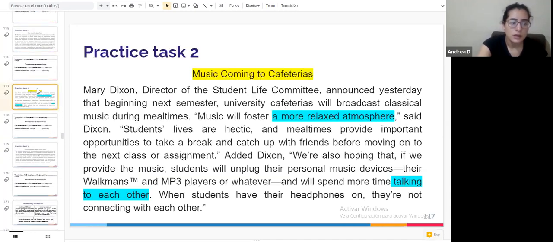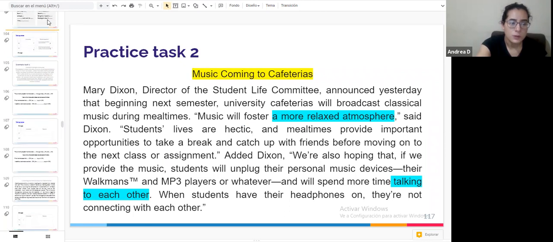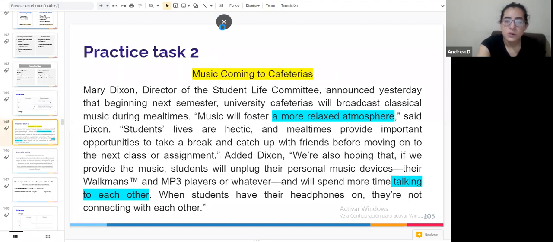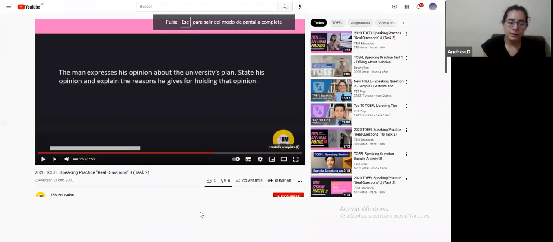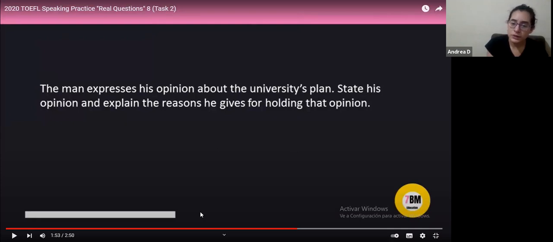Okay. So now let's talk about what you need to do in your response. But first thing, the question. So the question is always gonna look like this. It's always gonna be the same, never gonna change. So the man, or well, if it's a female, the woman or the student expresses his or her opinion about the university's plan, state his or her opinion and explain the reasons he or she gives for holding that opinion. So it's always gonna be the same.